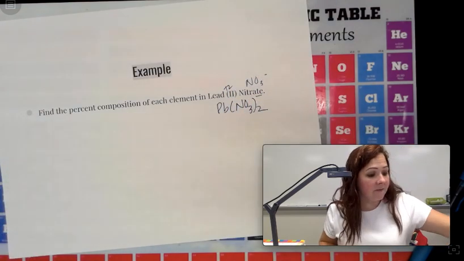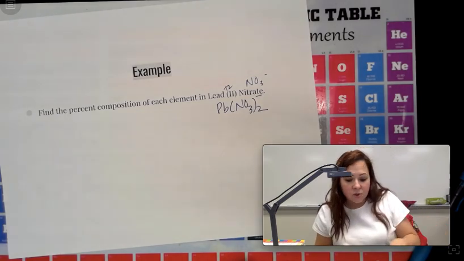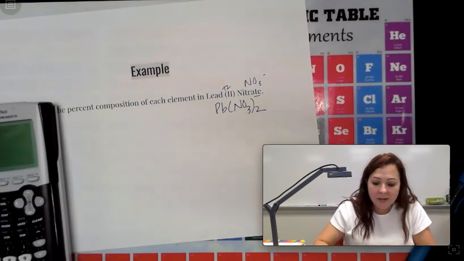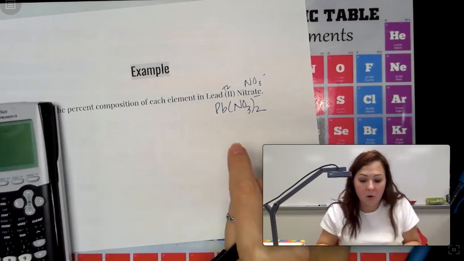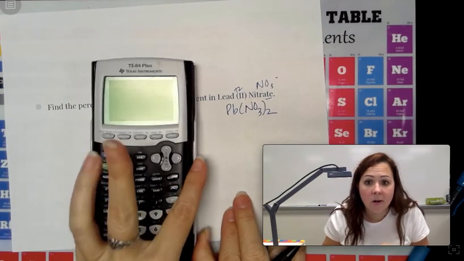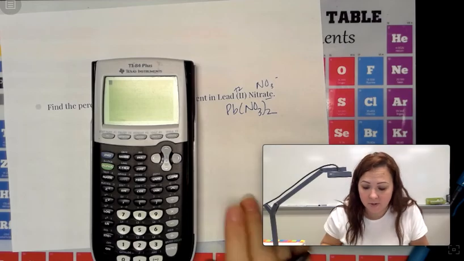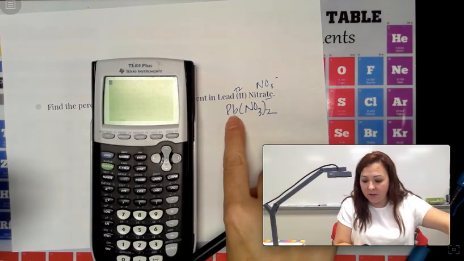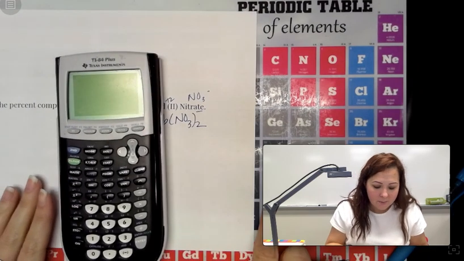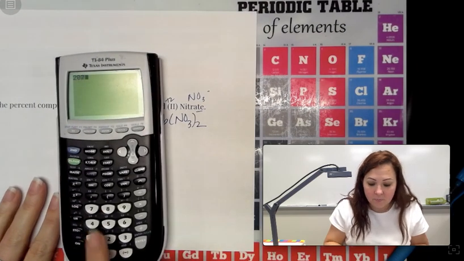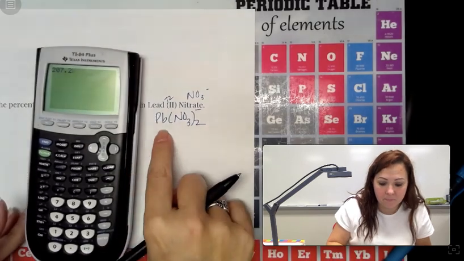Now, I need to find the molar mass. To find the molar mass, I'm going to look up each different element on the periodic table and add them together. I'm going to hold that all in my calculator, just to make my life a little bit easier. So lead, when you look it up on the periodic table, is right here. It's kind of behind my picture, sorry. But it's 207.2. There's only one of them.